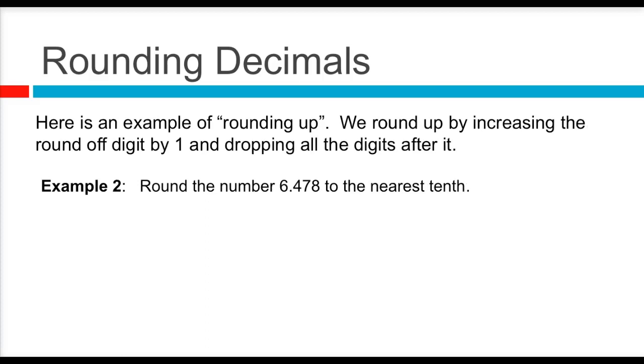The next example is going to be one of rounding up. We round up by increasing the round-off digit by 1 and dropping all the digits after it. So in this example, we have the number 6.478, and we're rounding it to the nearest 10th place. First we want to locate the round-off digit, which is in the 10th place, so that would be the 4. And then we're going to round up by increasing that digit by 1, which would make it a 5, and then we drop the digits after it. So the final answer would be 6.5.